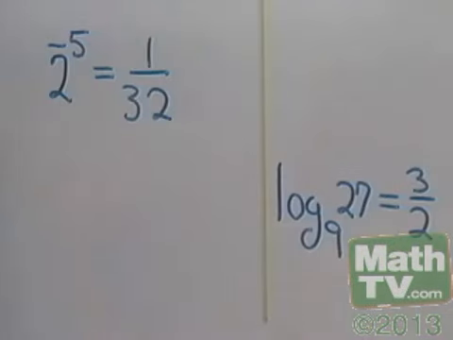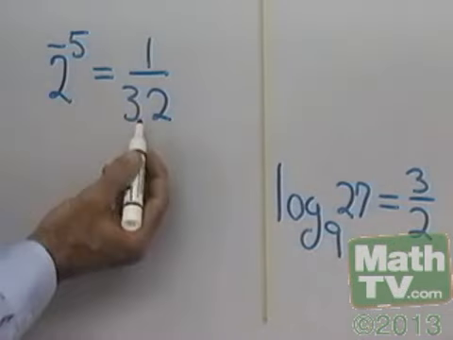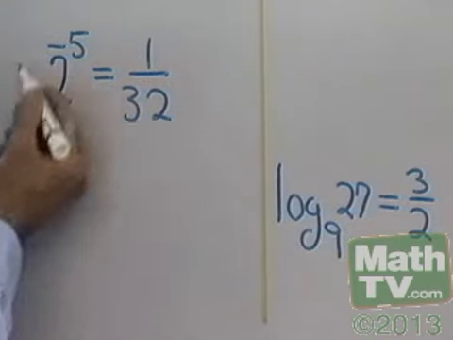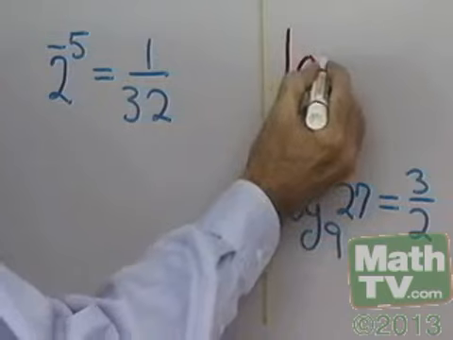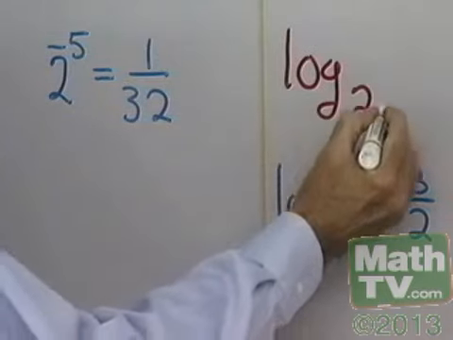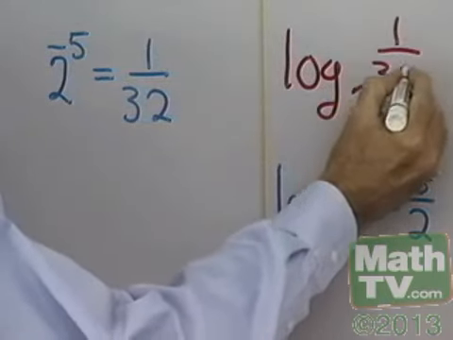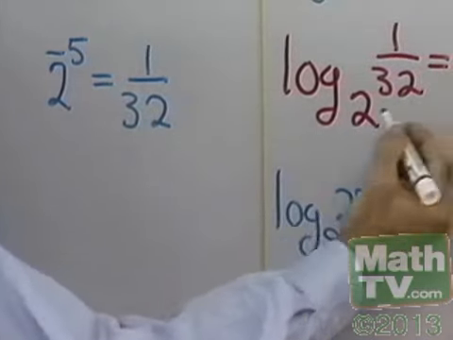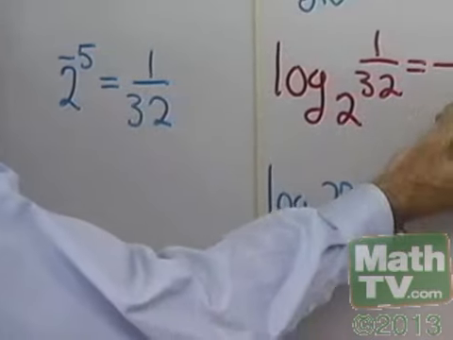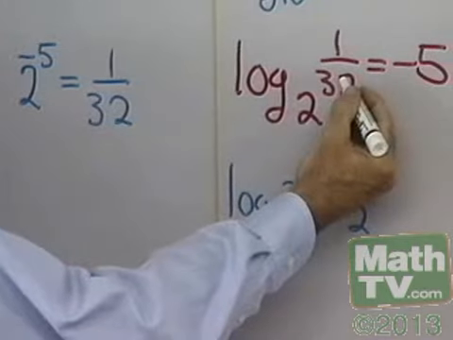Here's another one. 2 to the negative fifth is 1 over 32. That's in exponential form. I'll write it in logarithmic form as the logarithm base 2 of 1 over 32 is equal to negative 5. And that tells me that 2 raised to the negative fifth power is 1 over 32.